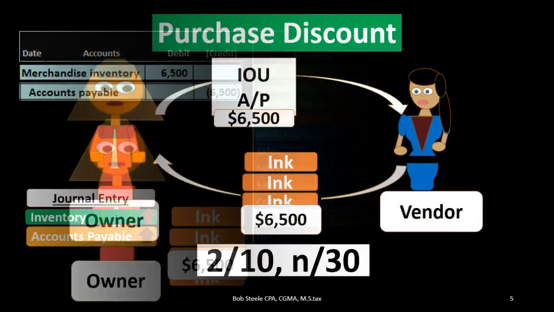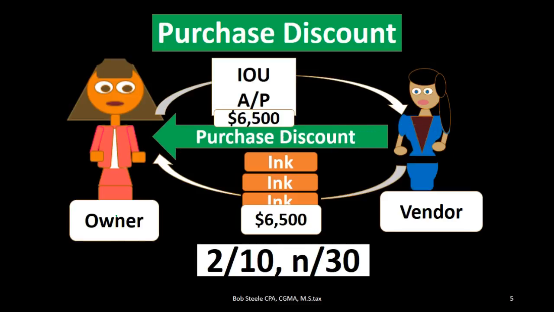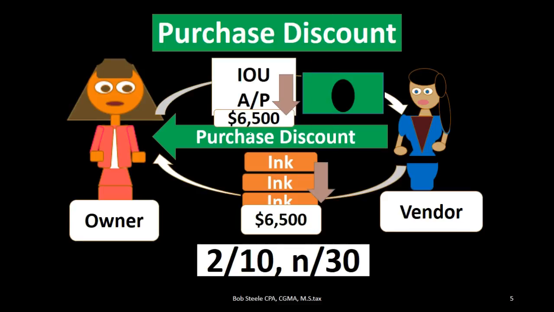If we then paid within the discounted time period, we would then have the purchase discount that would be granted from the vendor to us, the owner, the purchaser in this case, and the $6,500 would be reduced, meaning we would reduce the amount of the IOU because we're going to get that 2% discount because we paid within the discount period of 10 days. That means we're also going to reduce the amount of cash that we're going to have to pay. We had the IOU on the books at $6,500. We're going to have to actually reduce that IOU, which will reduce the amount that is eventually paid.